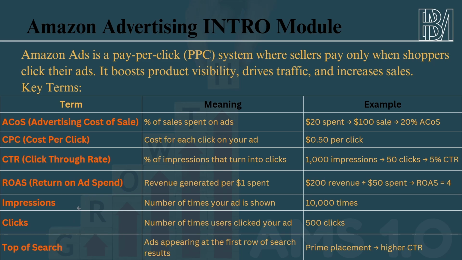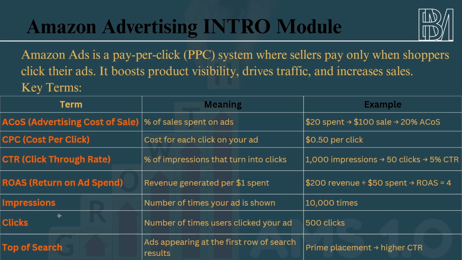It is the number of times your ad is shown to the customer or shopper whenever he or she is typing your keyword. The number of times your ad is shown there is the impressions. So if it is shown 10,000 times, the impressions are 10,000.